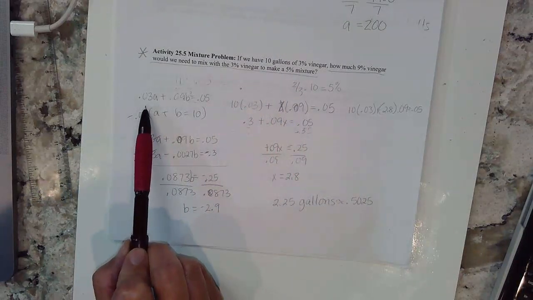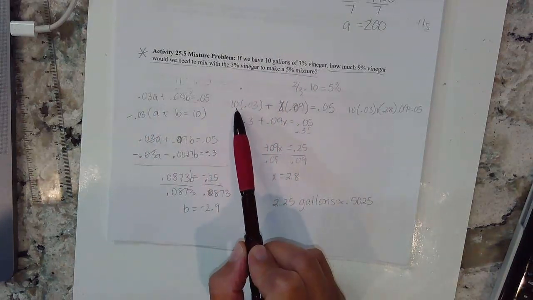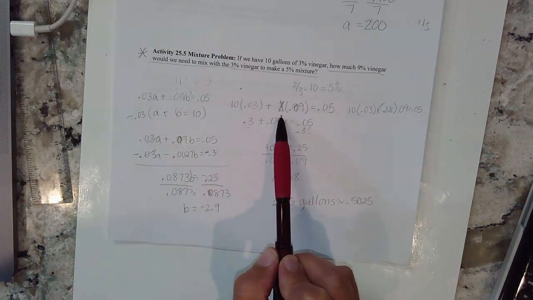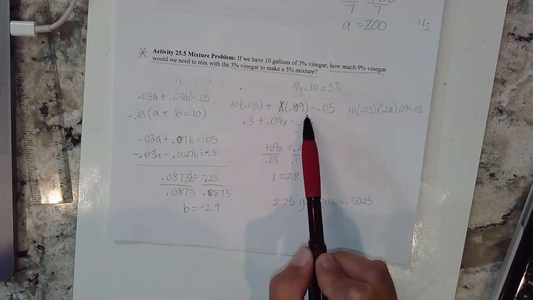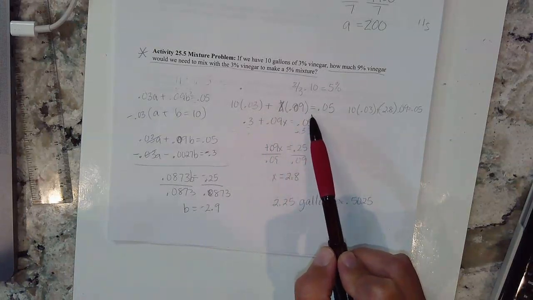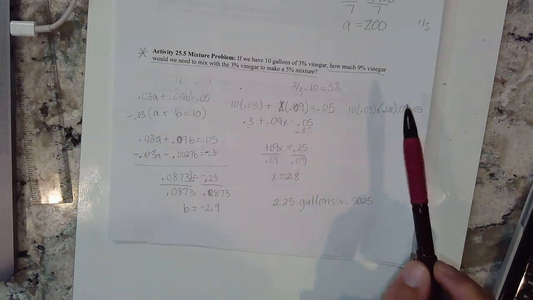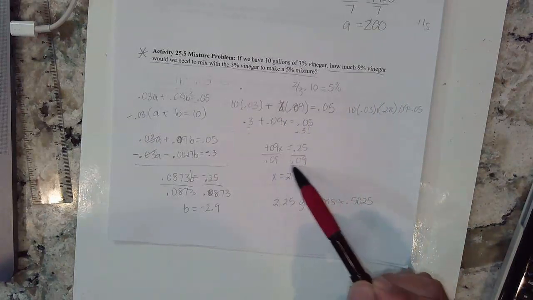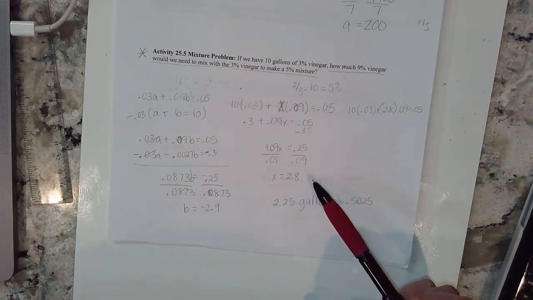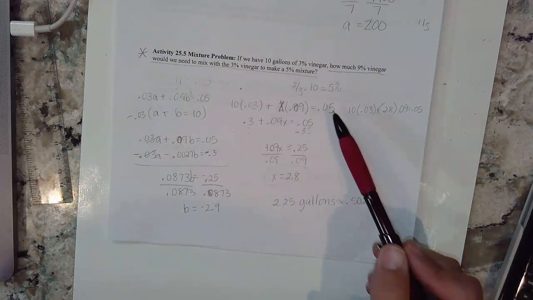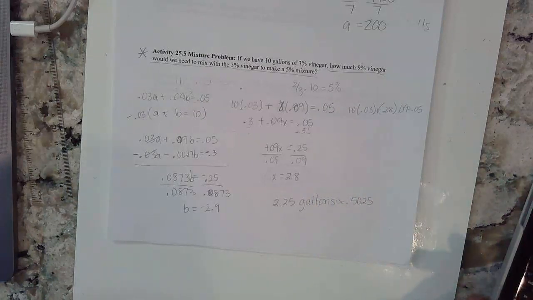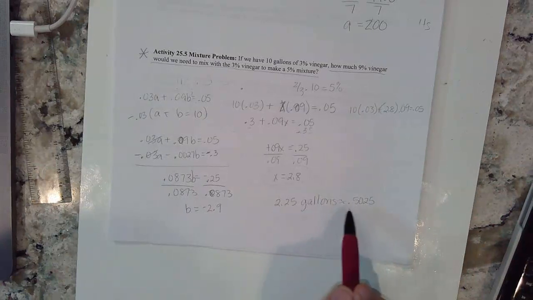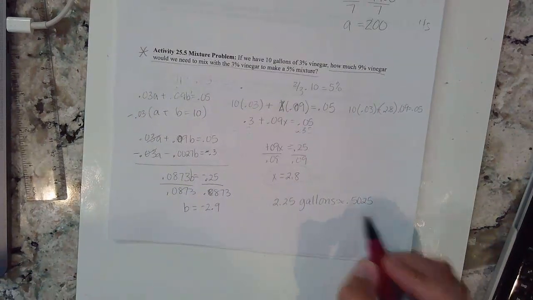The first one I tried was 10 gallons times 0.03 times X, because we don't know how many gallons of the 9%, and I set it equal to 5%. I came up with 2.8 gallons, which made sense to me, but when I plugged it in, I got 0.5 instead of 0.05, so I still don't think that's right. I tried some other numbers, and still couldn't get it right.